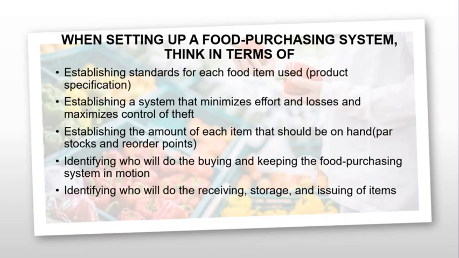Kemudian identify who will do the buying. Okay, ini penting. Sebab kita nak tahu siapa yang perlu buat pembelian dan siapa yang perlu keep the food purchasing system. Okay, siapa yang buat pembelian dan siapa pula yang buat penyimpanan. And last but not least is to identify who will do the receiving, storage and issuing of items. Okay, itu pun sama lah. Lepas you dah buat semua, you tengok purchasing system, you dah buying semua, dan awak kena identify siapa yang nak receive barang, siapa yang nak buat penyimpanan dan siapa yang nak date semua item tu. Okay.